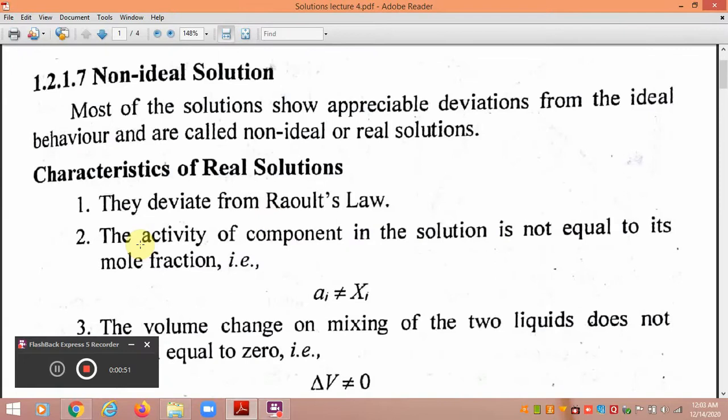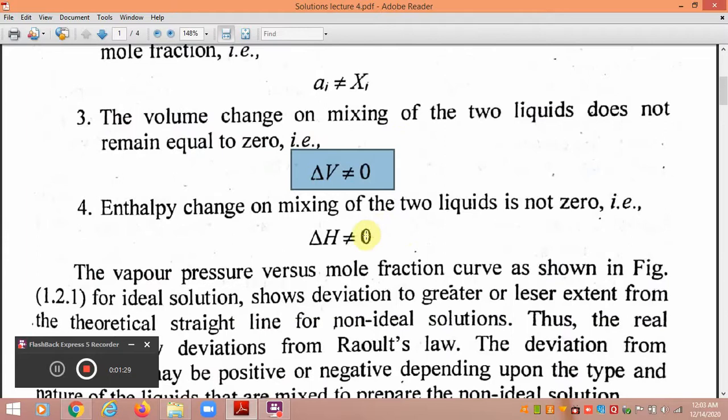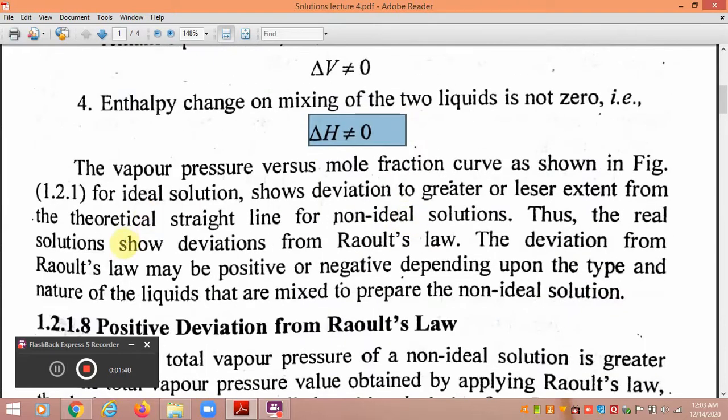One characteristic of non-ideal or real solutions is that they do not obey Raoult's law. It means they show a deviation from Raoult's law, which we discussed in the previous part. Again, in a non-ideal solution, the activity of a component is not equal to its mole fraction, which is observed in an ideal solution. The volume of mixing of the two liquids does not remain equal to zero, meaning delta V of mixing is not equal to zero, and the enthalpy of mixing is also not equal to zero. So delta H of mixing is not equal to zero in a non-ideal solution.